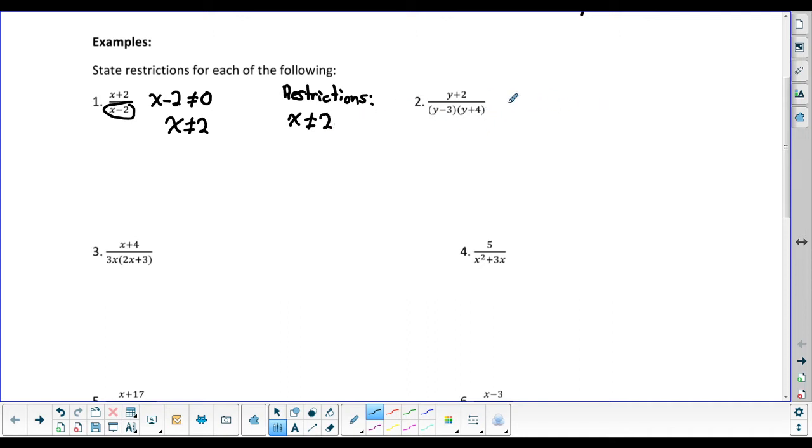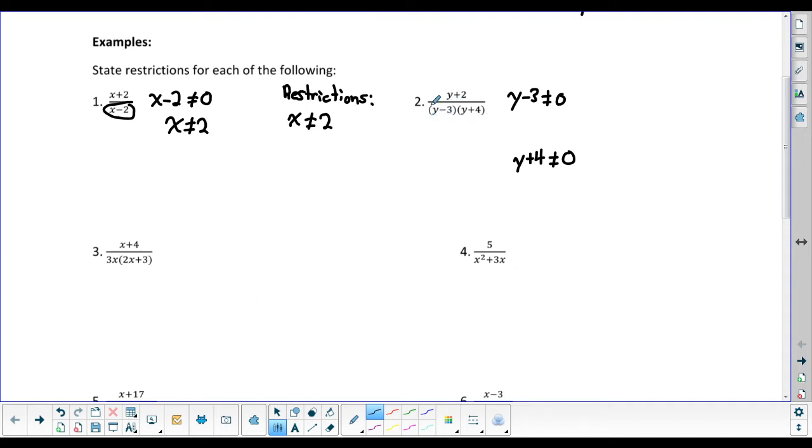All right, let's look at the next one. Here we have two things. We might say y minus 3 cannot equal 0, and also y plus 4 cannot equal 0. This goes back to solving quadratics. This is kind of a quadratic, already factored for us on the denominator. Remember, we don't care about the top. The top can be 0 all at once. But the bottom, that's where we have problems.